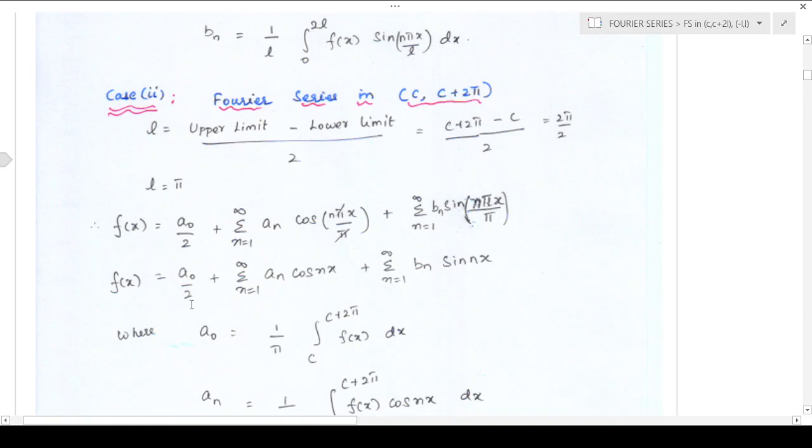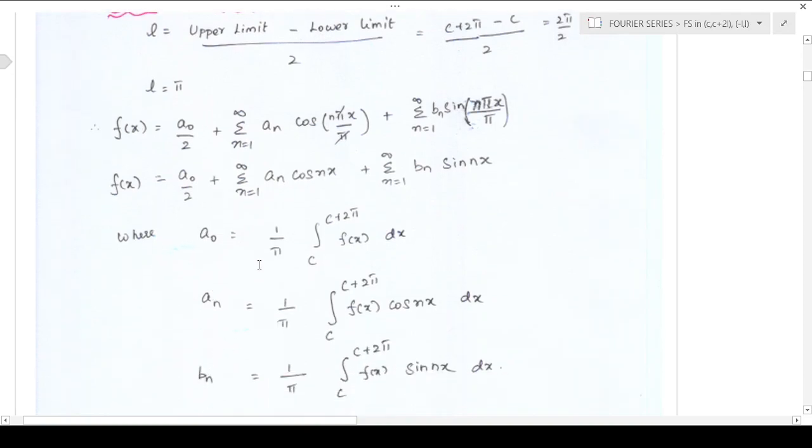So f of x is a naught by 2 plus summation n equal to 1 to infinity a n cos nx plus summation n equal to 1 to infinity b n sin nx. And then for all the Fourier coefficients a naught, a n, b n, l is pi. So a naught is 1 by pi integral c to c plus 2 pi f of x dx.